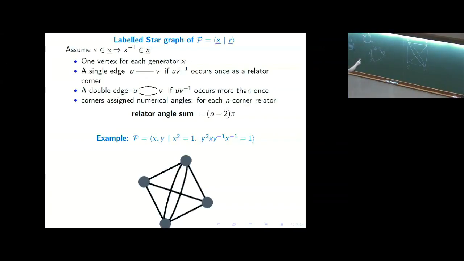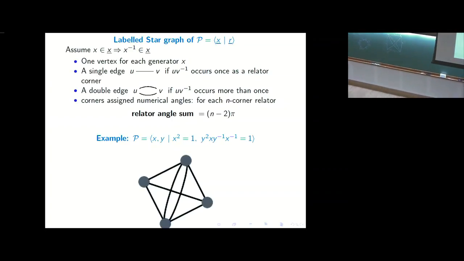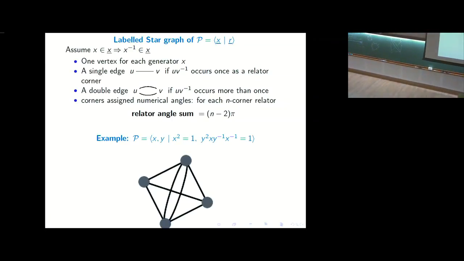Here, I've got 5 angles. So I've got 5 minus 2 is 3 pi. Now, I can do this anyway, so just for simplicity, let's divide that by 5. Let me call that something like alpha. And let me assign alpha to every corner. So I'll record that on the graph. And that is an example of a labeled star graph. You don't have to divide the angles equally, but just for simplicity, I've done it like that.